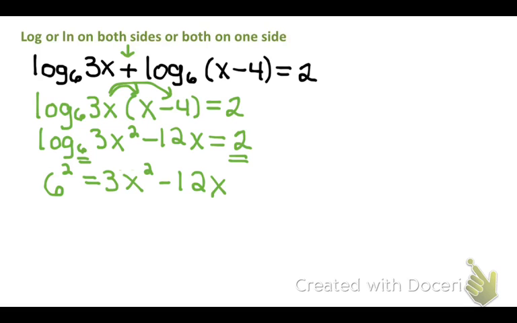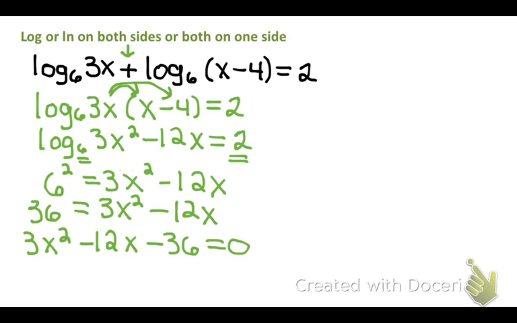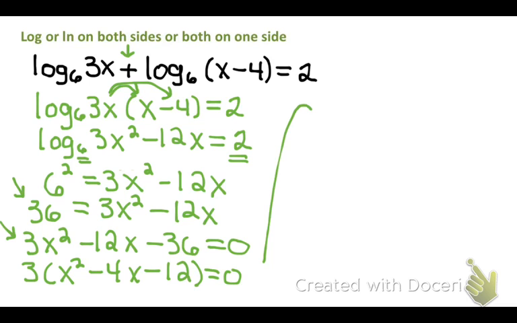Now, if you remember, when we were working with quadratics, it looks like this is going to be factorable. All right, so 6 times 6 gave me the 36. Then I moved all the values to one side of the equal sign. Then remember, we ask ourselves, is there anything we can factor out? And we notice that 3 is a common factor for all three terms. So we end up with 3x squared minus 4x minus 12 equals 0.